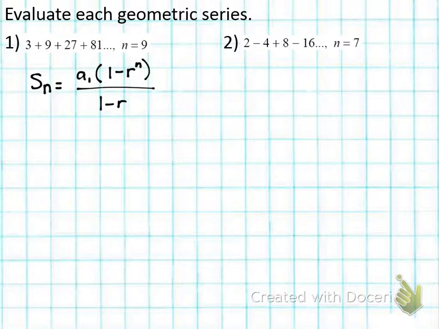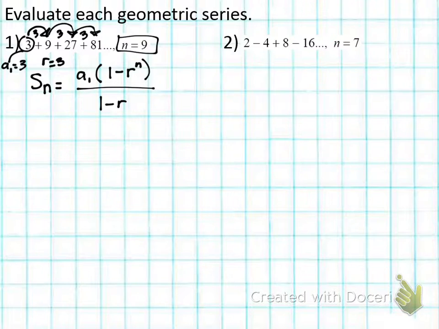Okay? On this particular example, we need to find 3 different elements. We need a sub 1. So our a sub 1 is 3. We need to know a common ratio. We need to ask ourselves, is there a common ratio? 3 times 3 is equal to 9. 9 times 3 is equal to 27. 27 times 3 is equal to 81. Right? So our common ratio, or our r, is equal to 3. And then the particular term that this series will go to is the 9th term, so that's given.